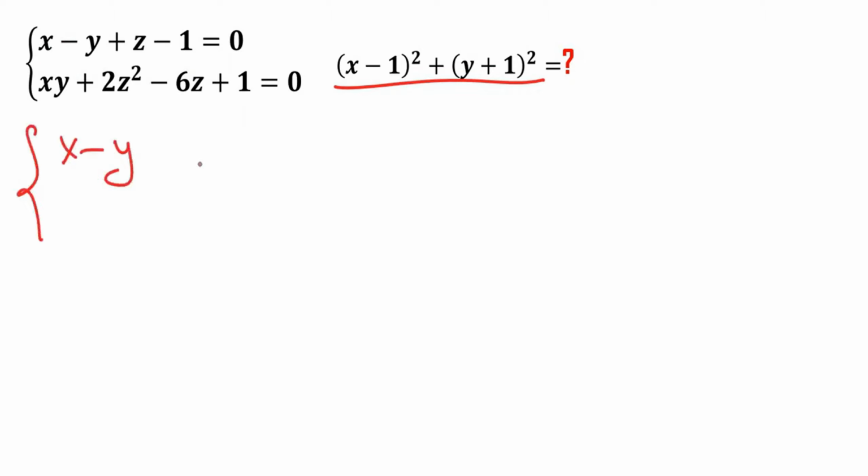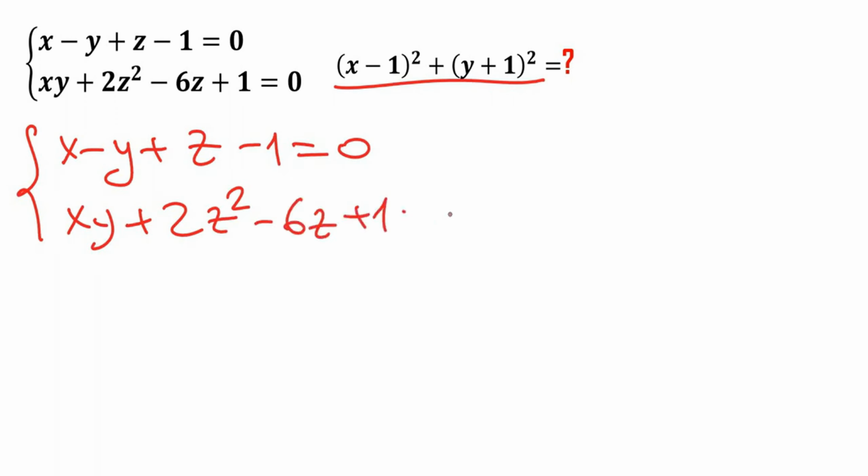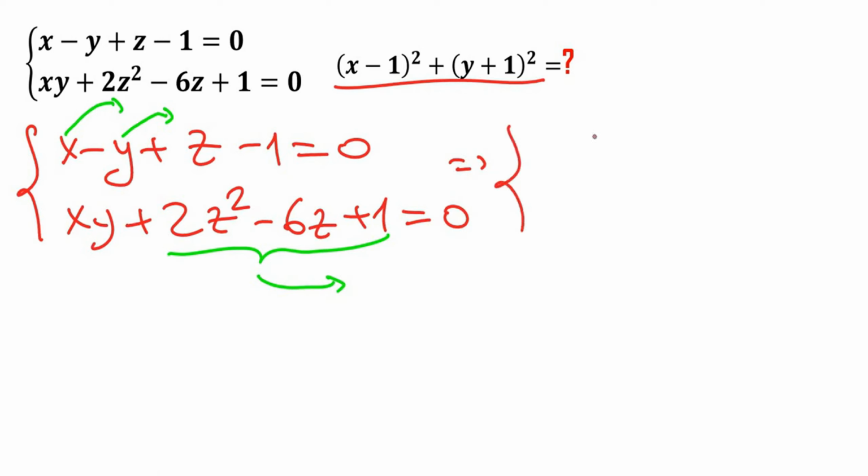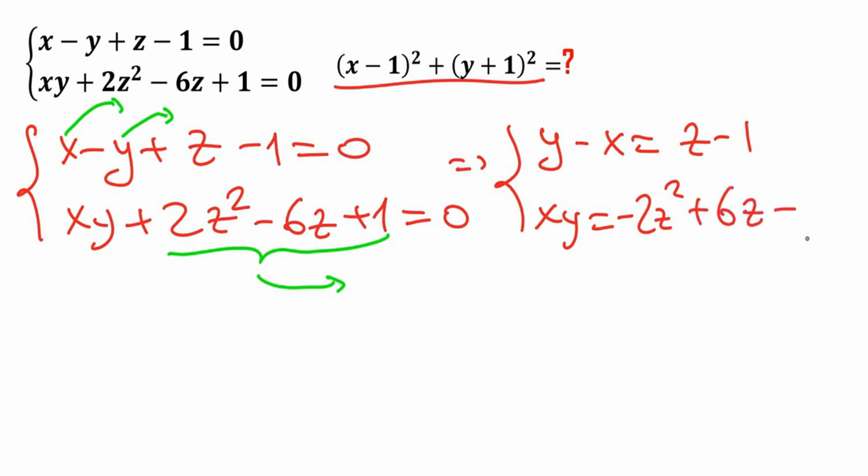So x minus y plus z minus y is equal to 0 and xy plus 2z squared minus 6z plus 1 is equal to 0. So I'm going to rearrange each equation. Here I'm going to move this x and y to the right hand side and these terms to the right hand side. Then this is equivalent to y minus x is equal to z minus 1 and xy is equal to 2z minus 2z squared plus 6z minus 1.